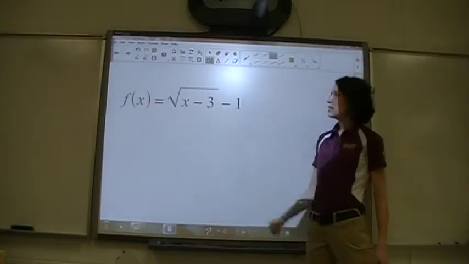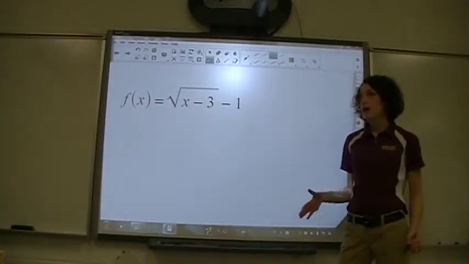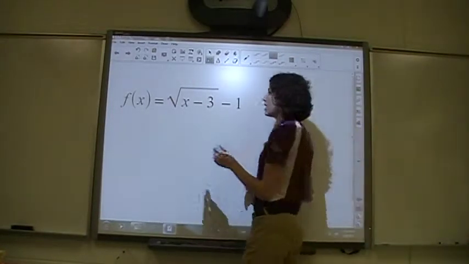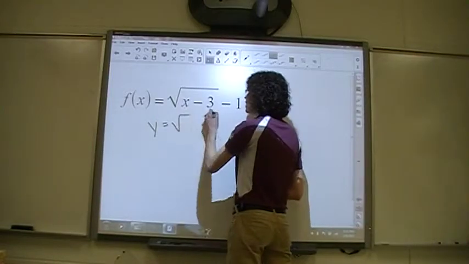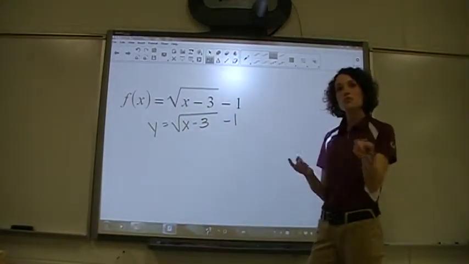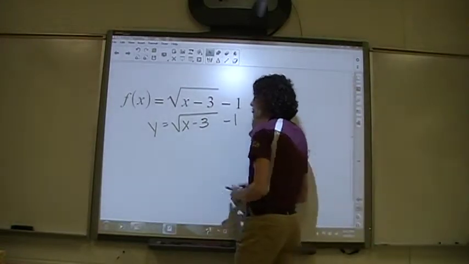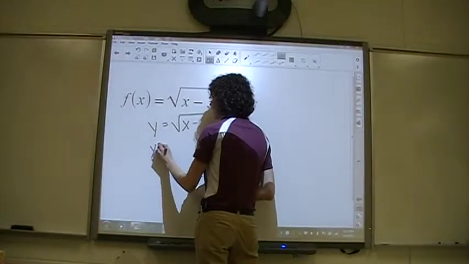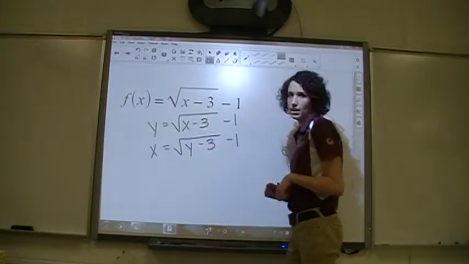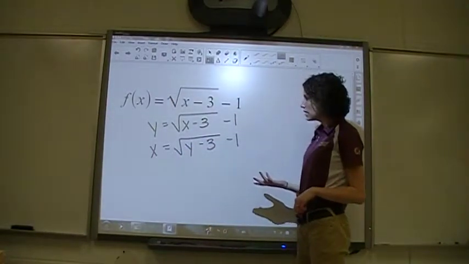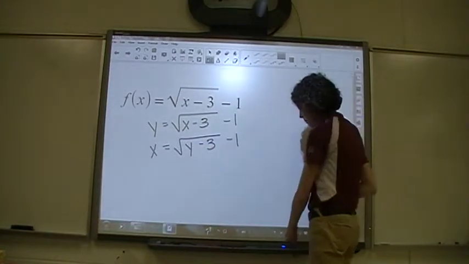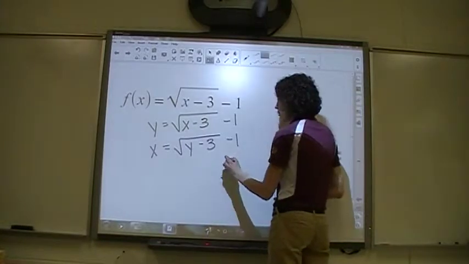Let's say we have f of x equals the radical of x minus 3, with x minus 3 underneath the radical, then minus 1. So that first step is to make it y equals instead. So y equals the radical of x minus 3, minus 1. Then you want to switch your x and y. So when I switch x and y, I really have x equals the radical of y minus 3, minus 1. Alright, from there, you need to solve for y. So we need to get this radical completely by itself. So what I want to do is add 1 first.